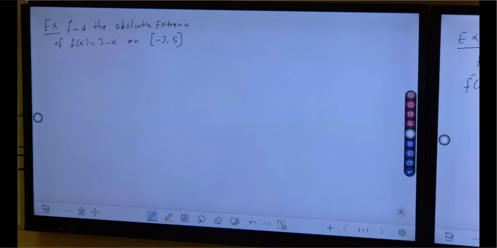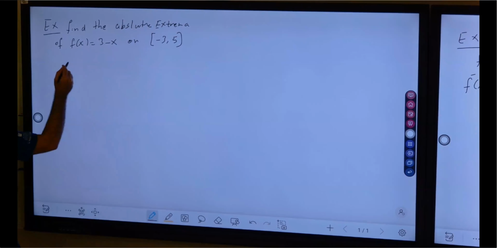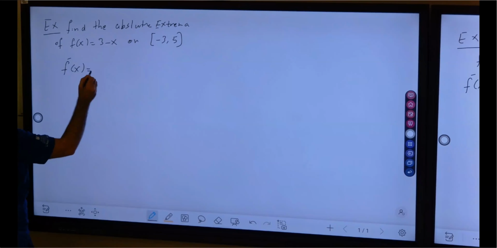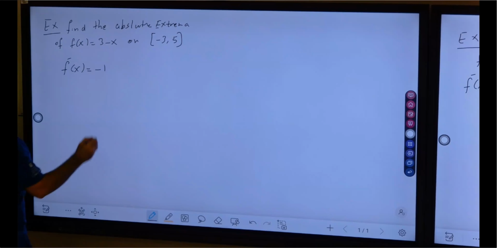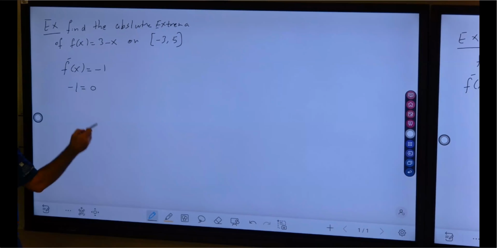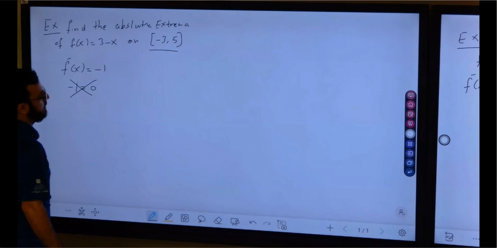So now we're going to do the same thing. To find the absolute extrema, the derivative equals negative 1. Then I need to set the derivative equal to 0. So can I say negative 1 equals 0? No. Endpoints, that's the only thing we have. We don't have critical numbers, so I'm going to check the endpoints.